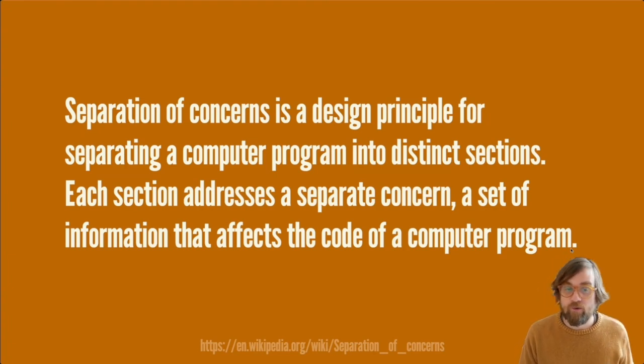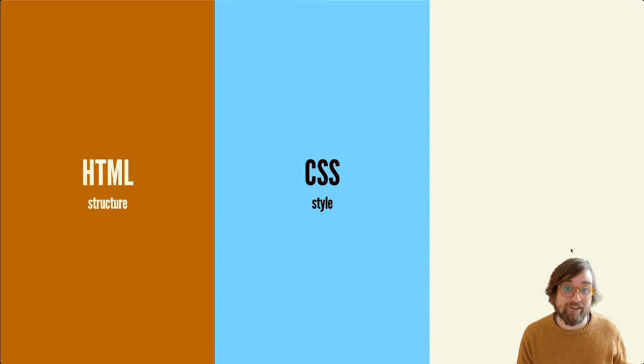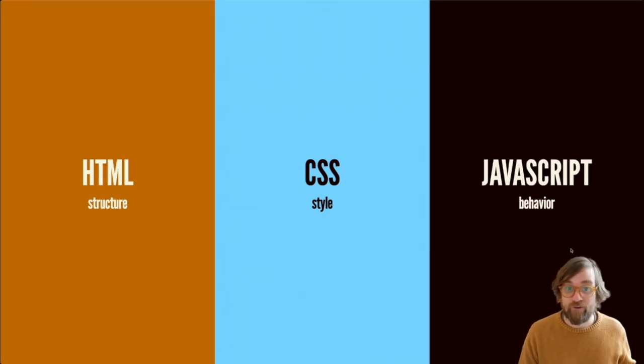A lot of people who work on the web might be familiar with separation of concerns through the lens of the three major languages of the web. So we have HTML, which provides the structure and semantic meaning for a web page. And we have CSS, which handles the style of a web page. And then we have JavaScript, which controls the behavior of a web page. So historically, this is what we've talked about when we talk about separation of concerns.